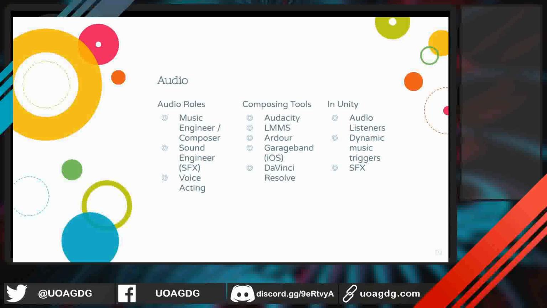Now, these composing tools, these are free. Well, GarageBand is free for iOS. Audacity, LMMS, Ardour. I highly suggest doing a bit of research before picking one and getting into it. Some of them are way easier to learn than others. In Unity, audio gets realized through listeners, dynamic music, SFX triggers, and stuff like that. Of course, once again, this is not an exhaustive list of tools, and I highly encourage you guys to research more if you're interested in that kind of thing.